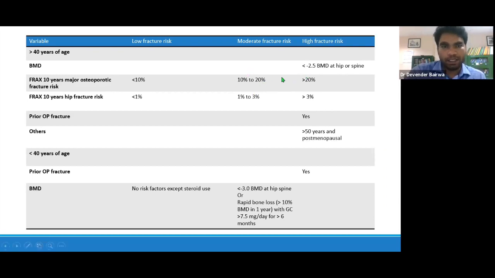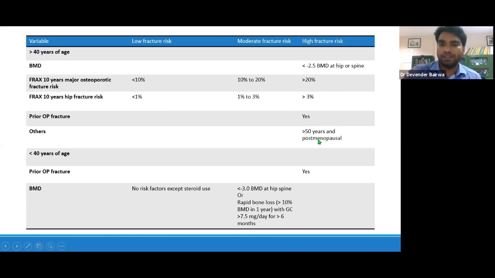Then moderate, they have not given a BMD cutoff for this, but 10 to 20% risk of major osteoporotic fracture and 1 to 3% risk of hip fracture will come into moderate fracture risk, and less than 10% here and less than 1% here can be taken as low fracture risk. So this cutoff is actually for patients more than 40 years of age. Suppose any patient is having any kind of osteoporotic fracture, then automatically the patient goes into high fracture risk irrespective of other factors.